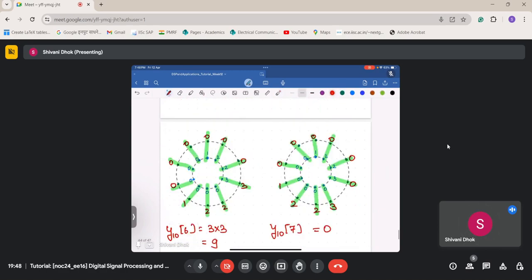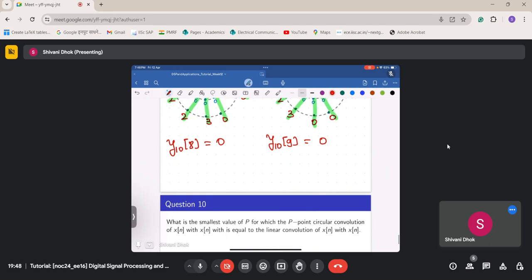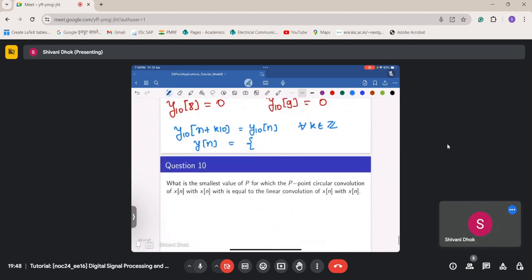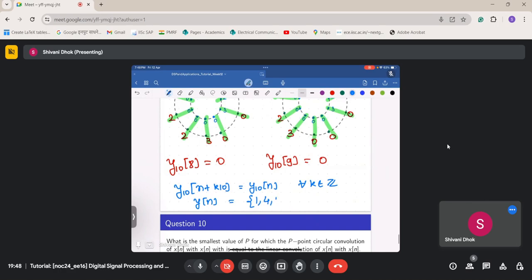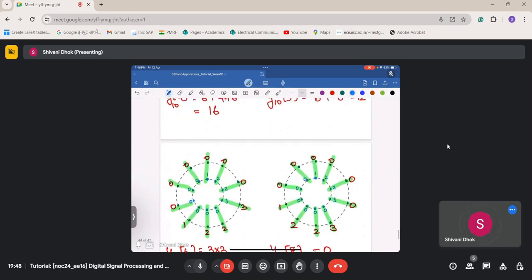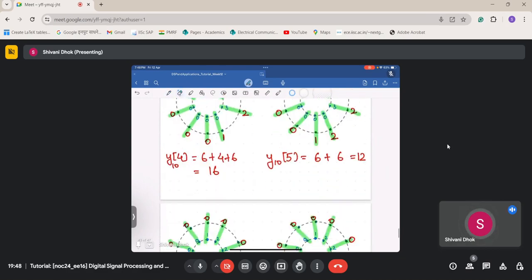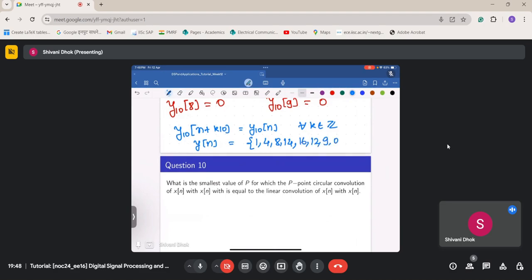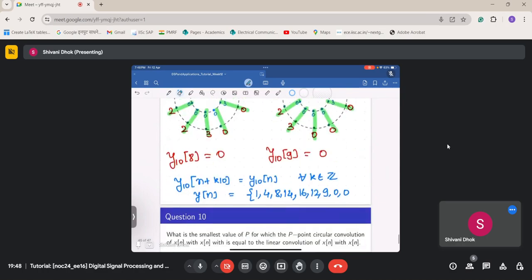So therefore what we have is y10 of n plus k times 10 is equal to y10 of n for all values of k belonging to integers, and this y of n we have obtained as 14, 8, 14, 16, 12, 9, 0, 0, 0.